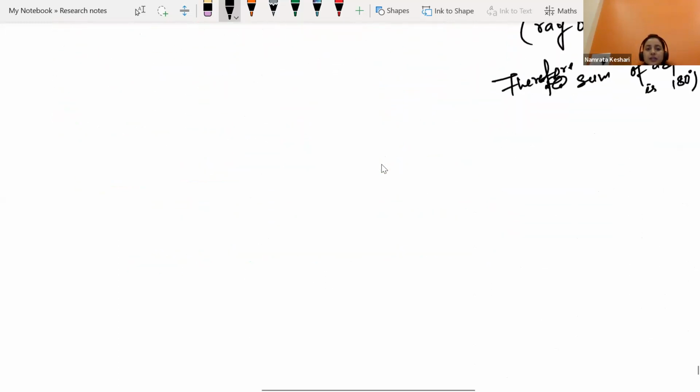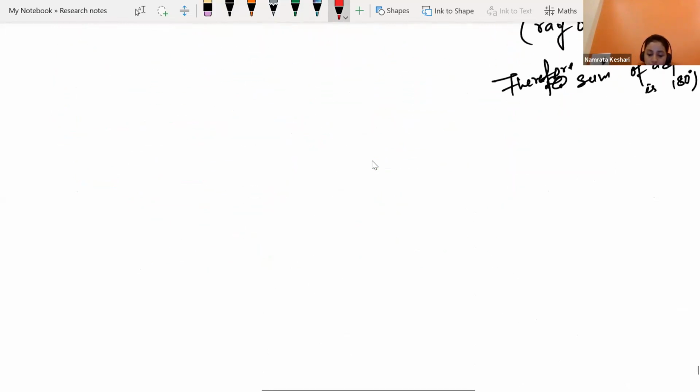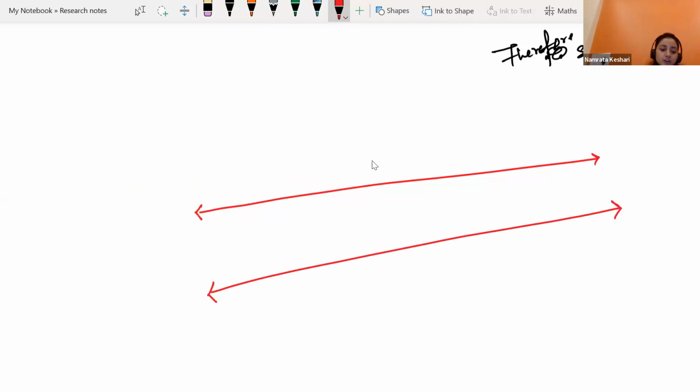Okay, let's continue. Can I scroll down? Yeah. If a transversal intersects, I'm not writing the question because you also have the question in front of you, right? Here it says that a transversal intersects two lines such that the bisectors of a pair of corresponding angles are parallel. Then prove that the two lines are parallel.